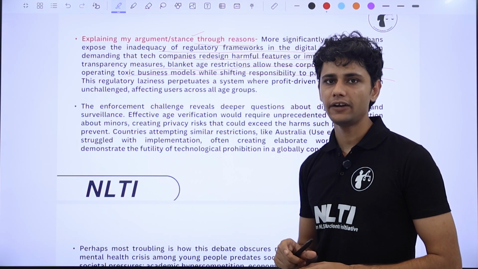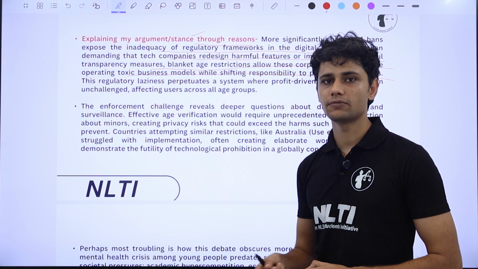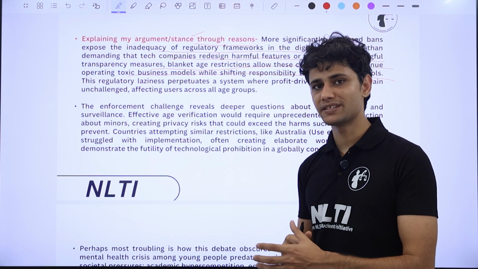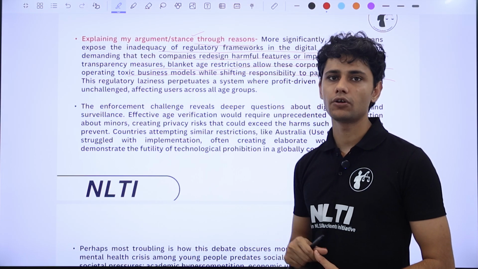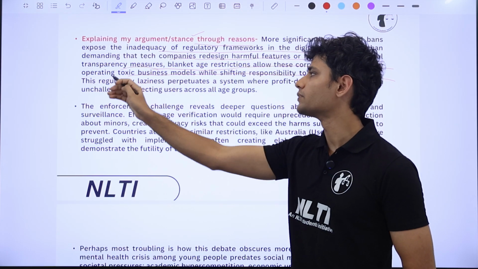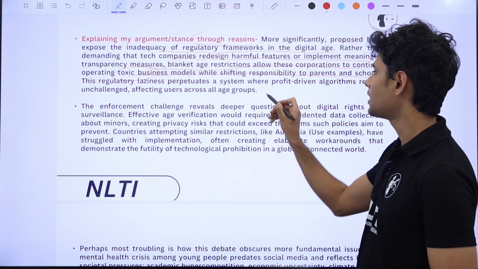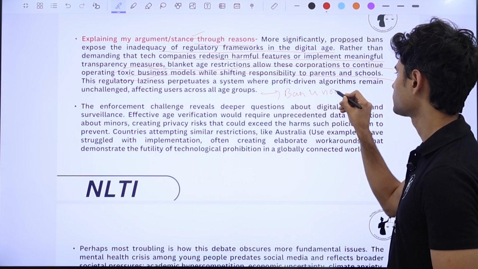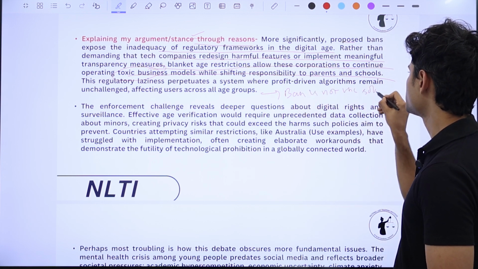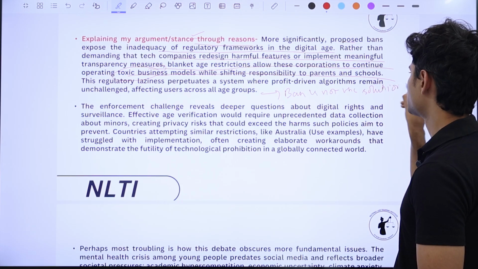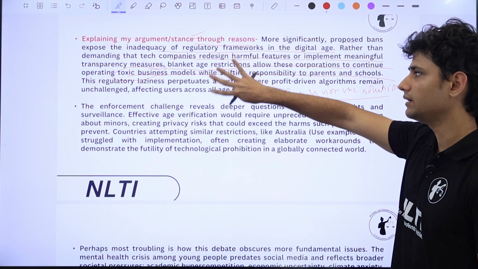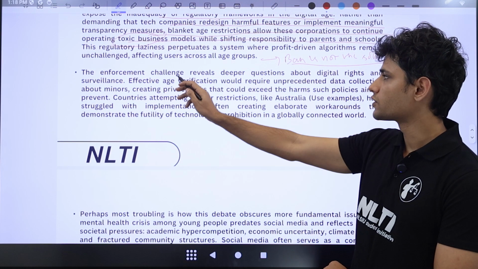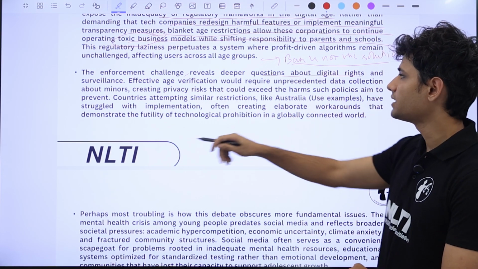So instead of focusing on that, we are only focusing on reducing the access of social media to children, which is not a useful strategy, because what we must focus on instead is how we can reduce this toxic content which is available on social media apps. So this argument basically says that a ban is not the solution. So my first reason is basically that a ban is not the solution, and I have explained this argument in this many words. The second is the enforcement challenge reveals deeper questions about digital rights and surveillance.